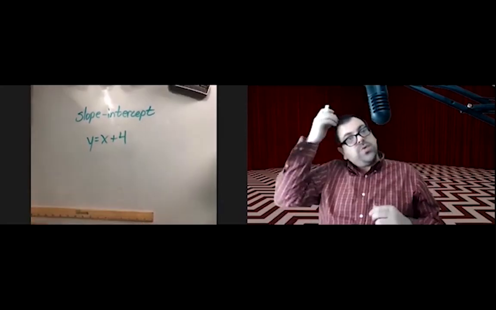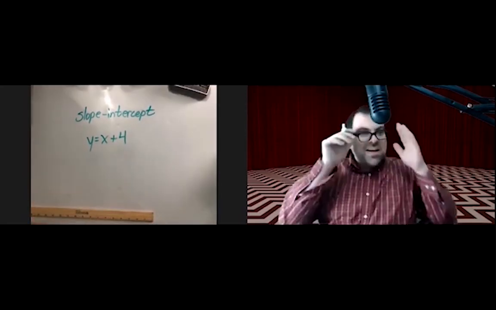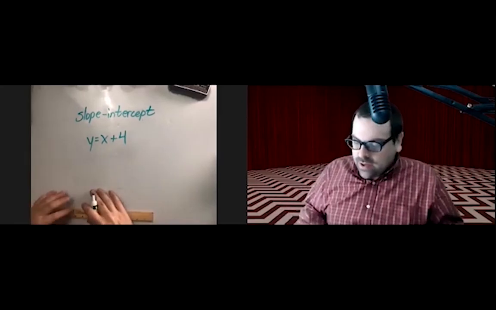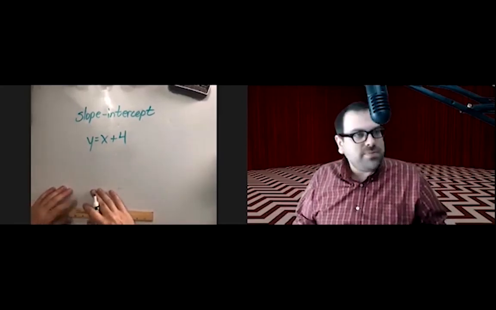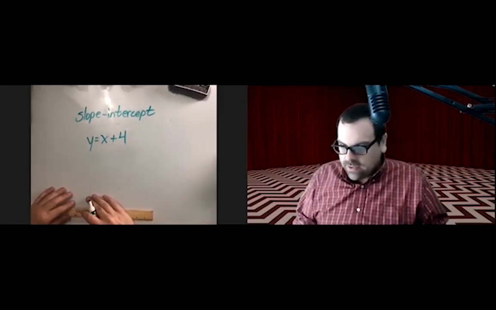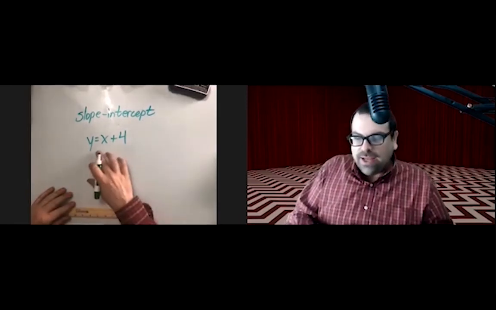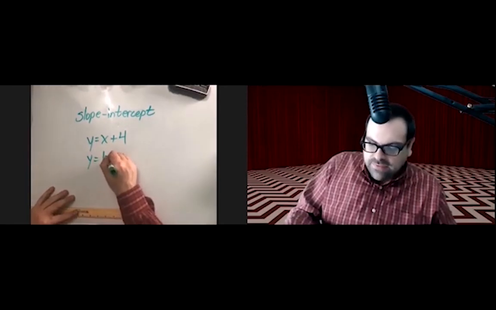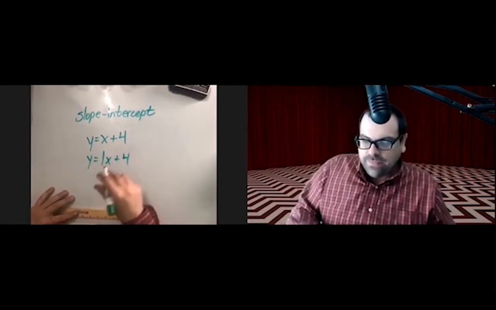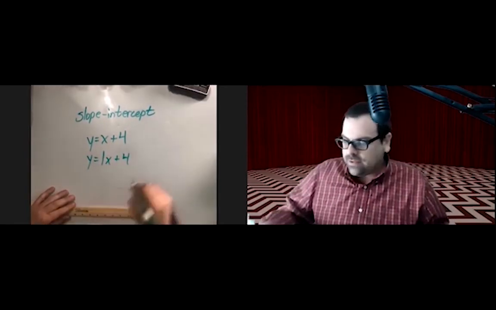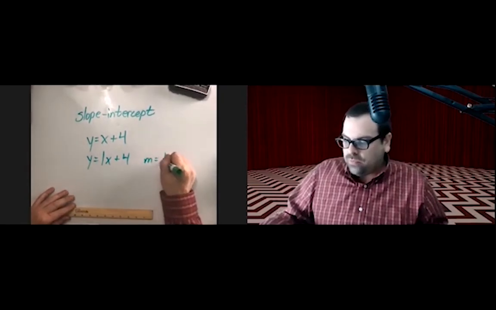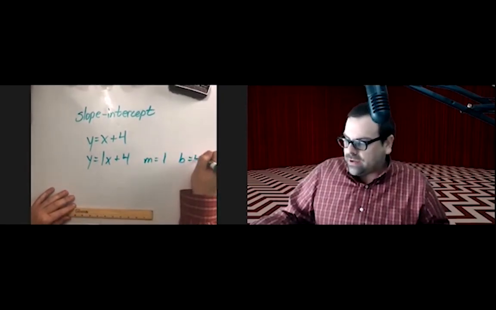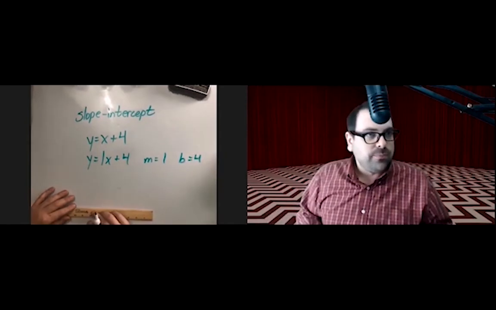Some special situations, not so much special that they're different, but special in that they're things we might not see. If we had y equals x plus 4, keep in mind we have that invisible 1 in front of the x. So the slope would be 1, the y-intercept would be 4.